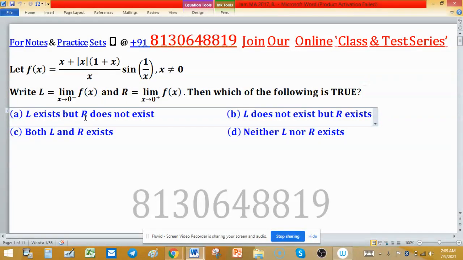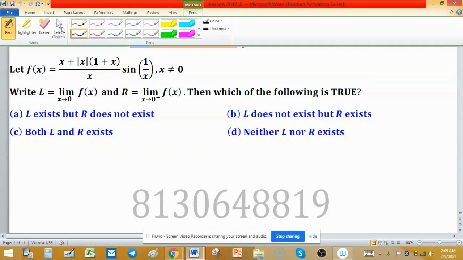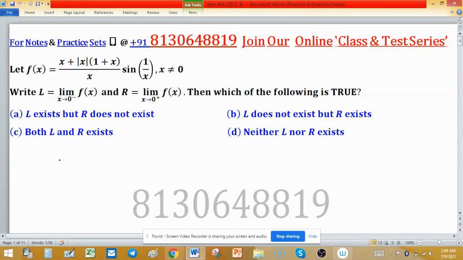L exists but R doesn't exist. L doesn't exist but R exists. Both L and R exist. Neither L nor R exist. So we have to test the left hand limit and right hand limit for the function f(x) at 0.